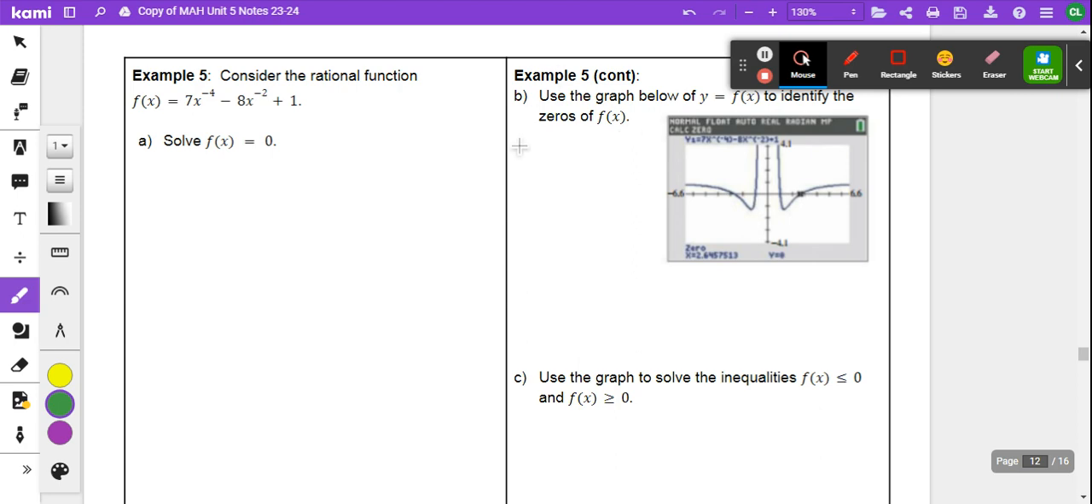All right, let's look at this rational function, and they want us to solve when it equals 0. So let's set it equal to 0, and we'll see this a lot more in the next chapter. No, actually, it is this chapter.